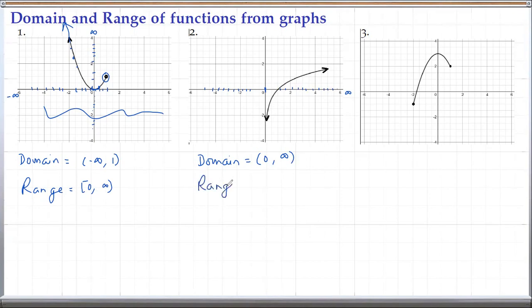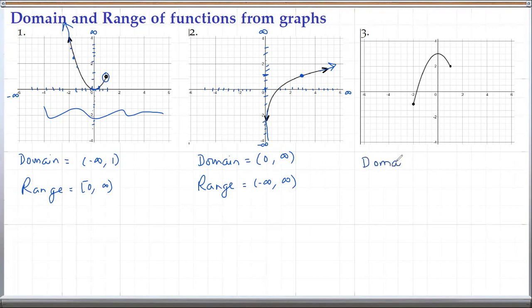And similarly, the range is all possible Y values. Since this graph extends indefinitely, Y values start from -infinity. And again, this is also extending indefinitely, so it goes all the way up to infinity. All these Y values are included in the graph. So for example, for this Y value, we have that point and so on. So this is the range.